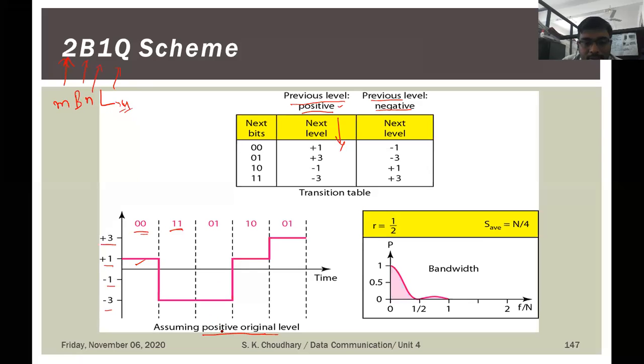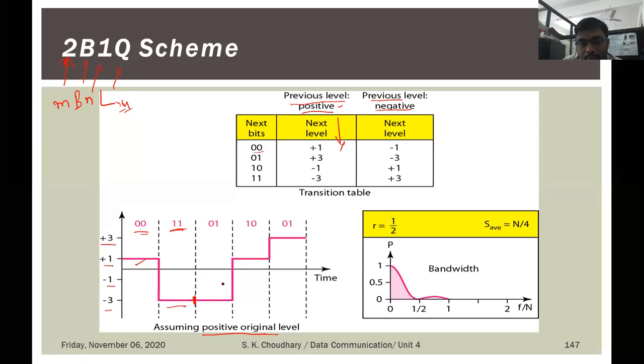First we have to consider, assuming the previous one is positive. So when you have received 00, it means you have +1. Okay. But when you come to the next one, that is 11, the previous is positive, obviously, so it is -3. But we have to reach this position.